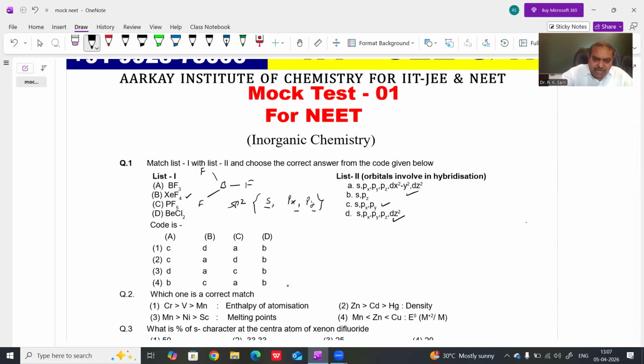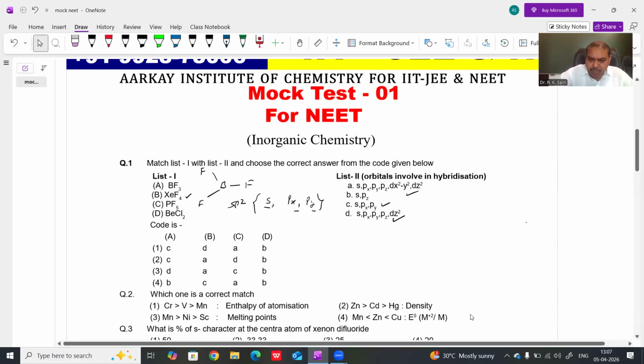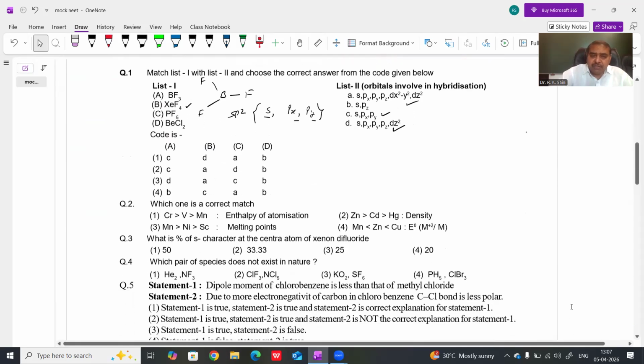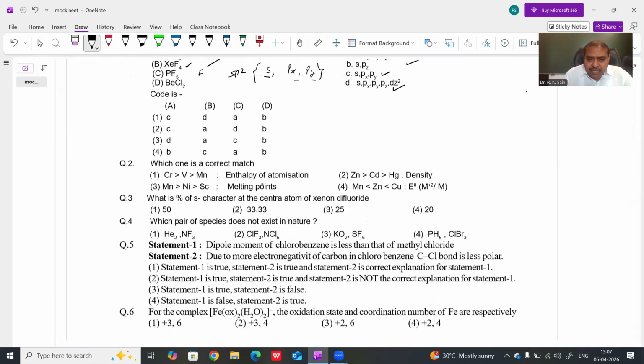Question second is taken from D and F block elements. You know that in inorganic chemistry, namely periodic table, chemical bonding, coordination chemistry, D and F block are very, very important topics. Question second: chromium, vanadium, and manganese, enthalpy of atomization. We know that enthalpy of atomization mainly depends upon the attraction forces between metal atoms, or we can say the metallic bond. The metallic bond in case of vanadium is stronger, and its atomization enthalpy is greater than chromium also, so the atomization enthalpy of vanadium is highest, then chromium, and then manganese.